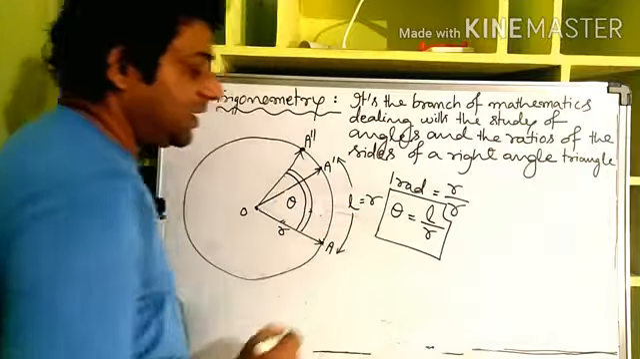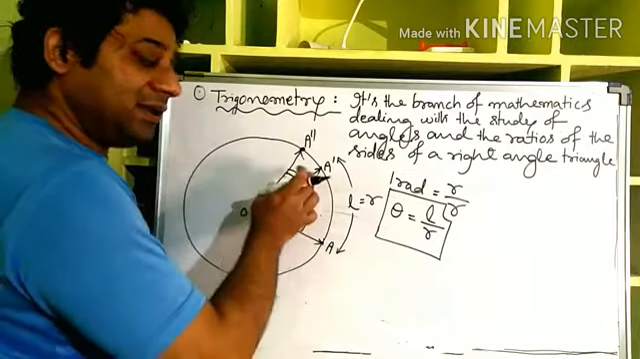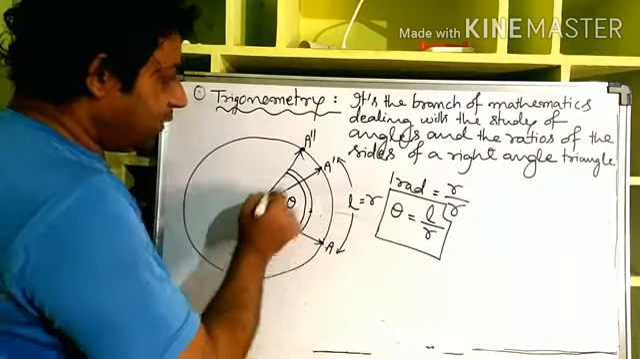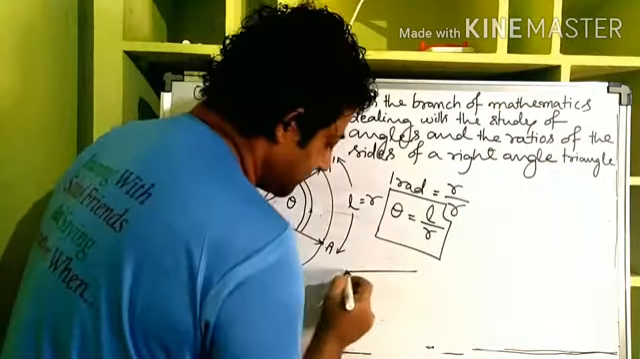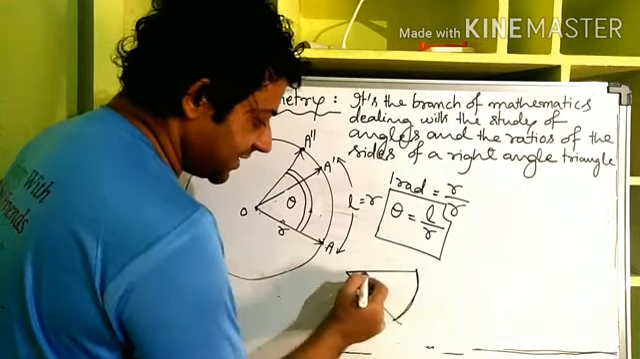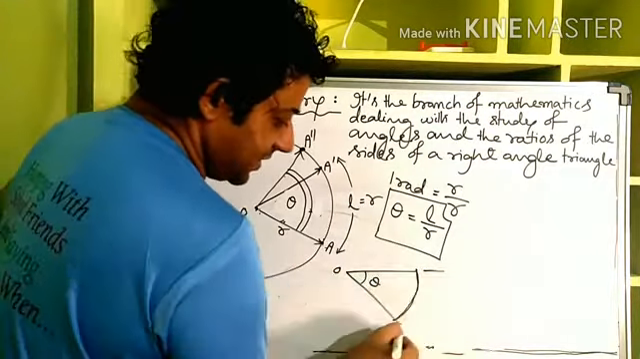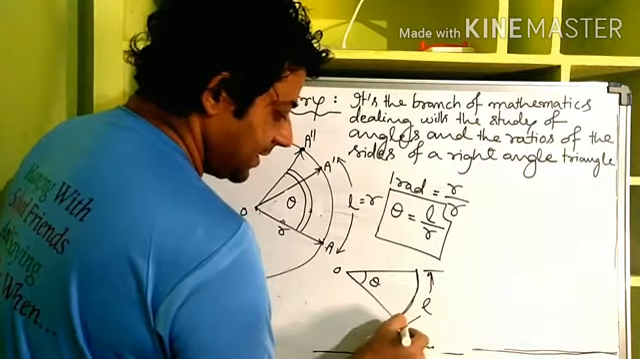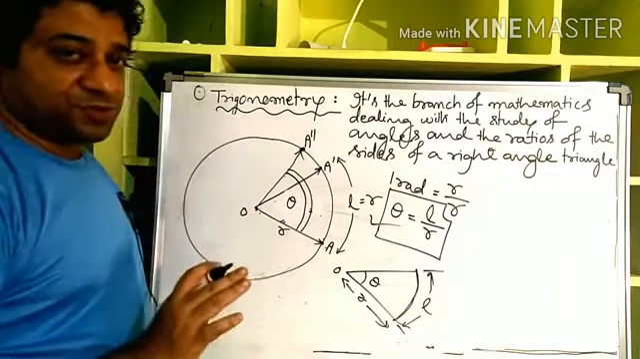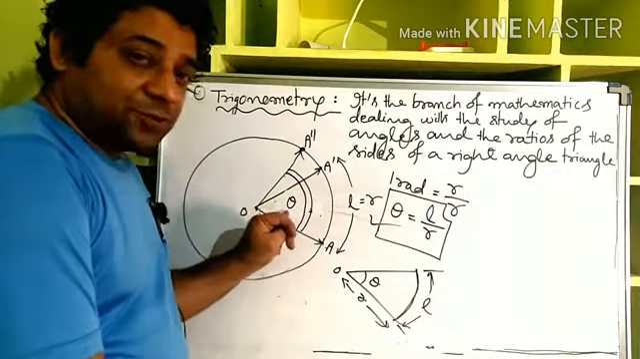So theta is equal to L by r is the fundamental relation between the angle, the arc length and the radius. And this AOA dash or AOA double dash, we call it a sector. A sector is a part of a circle only. So in any sector, if at the center whatever angle is subtended is theta, if the arc length is L and r is the radius, then the formula theta is equal to L by r always holds good. Clear?